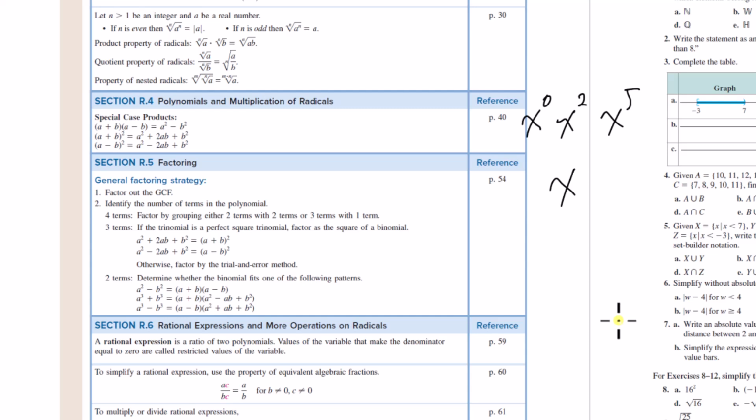Okay, then we talked about multiplying radical expressions and multiplying polynomial expressions, and simplifying, adding, subtracting these different types of expressions. We developed these formulas, where if you have a plus b times a minus b, that's a special case product. But the idea was that a and b could be any kind of variable expression.